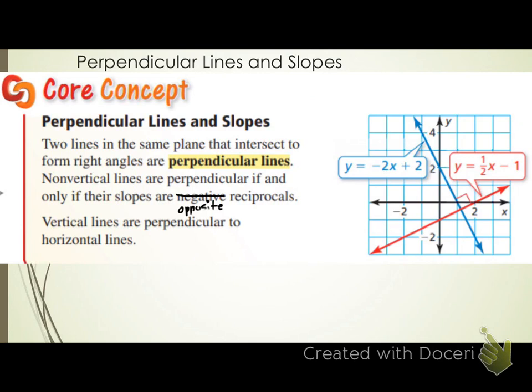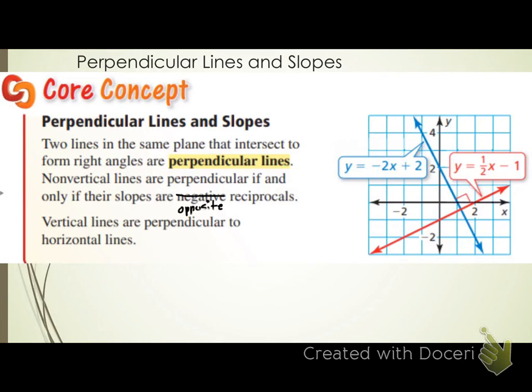So parallel lines have the same slope. Let's talk about perpendicular lines here. We already talked about this a little bit. 2 lines in the same plane that intersect to form right angles, 90-degree angles, are perpendicular lines.